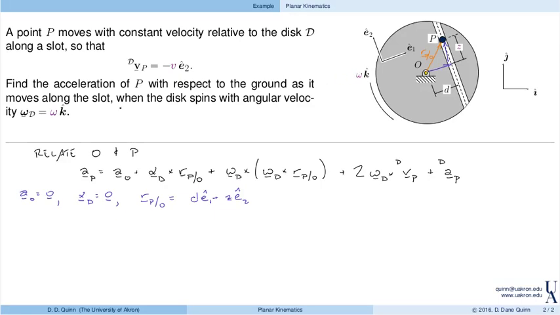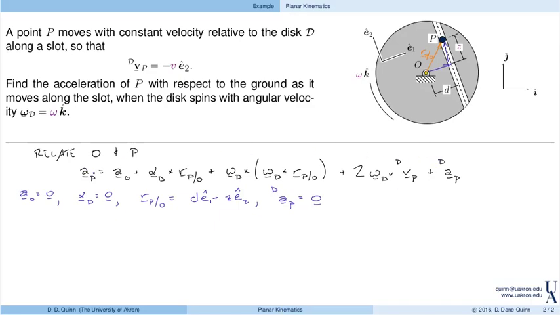And notice in purple, I've tried to identify the different variables that are assumed to be known. I assume that we know the angular velocity. I assume that we know the velocity along the slot. And I want to find this in terms of the displacement of p along the slot, which was measured by z. So again, the angular velocity is known. We've already found that. The velocity of p with respect to the disk is given in the problem statement. And then finally, the acceleration of p with respect to the disk vanishes because the velocity with respect to the disk is constant.